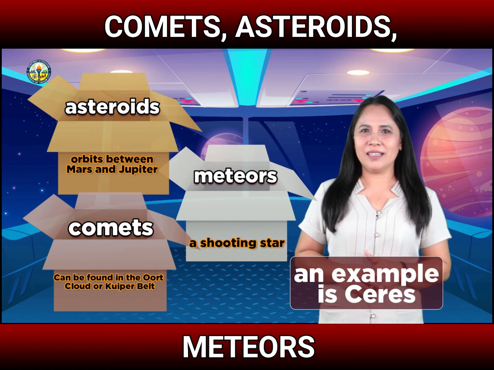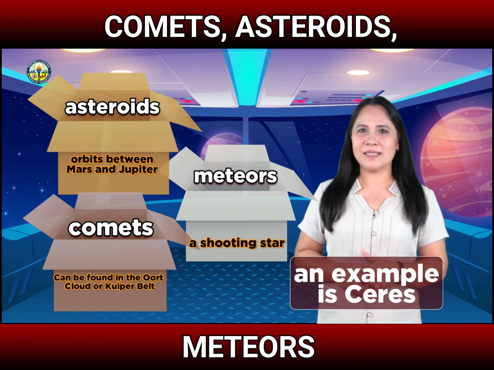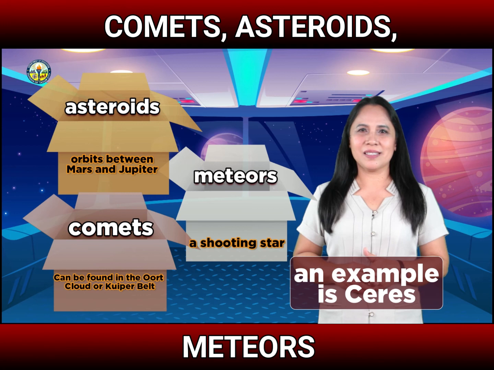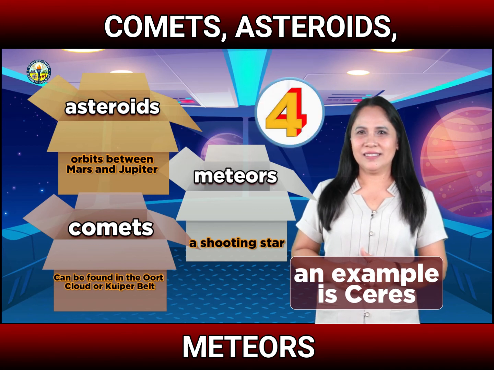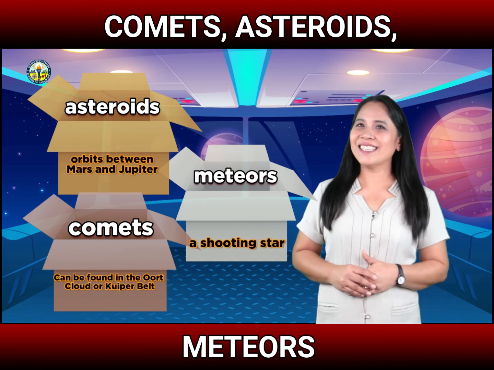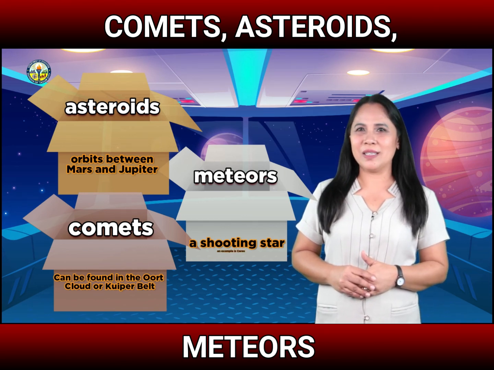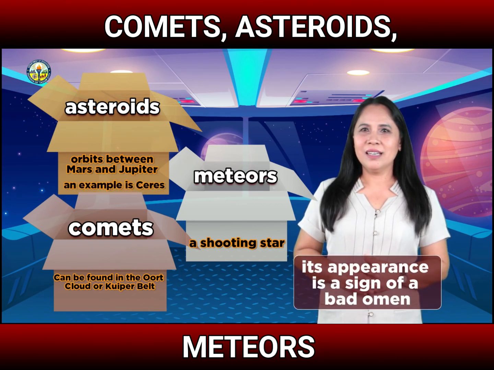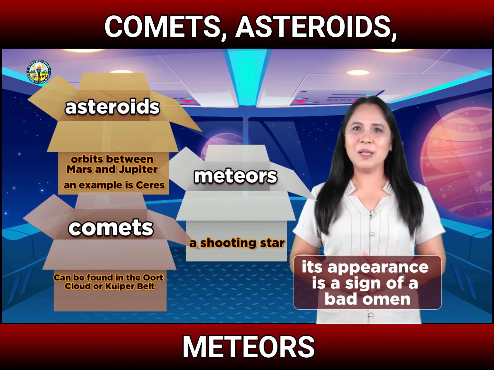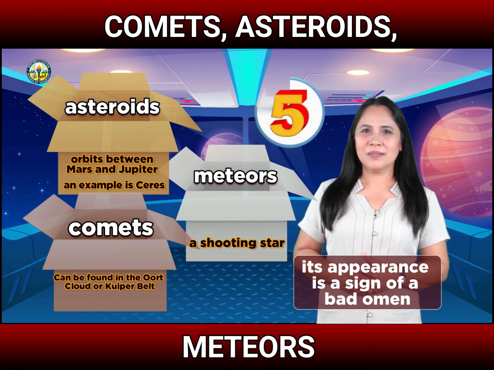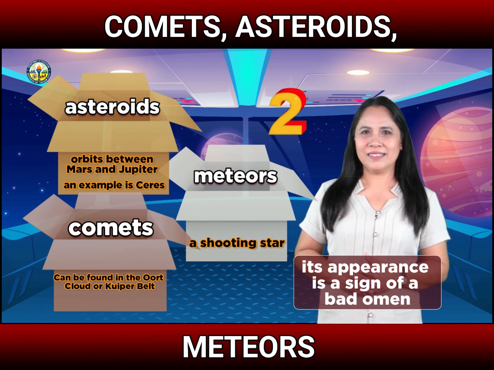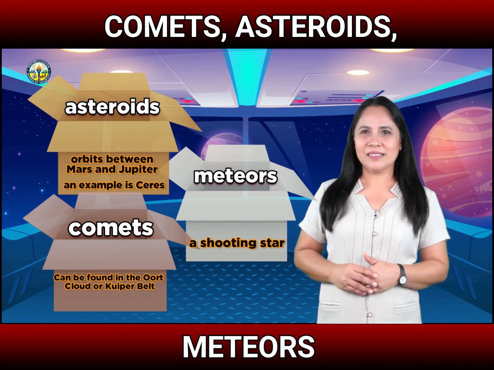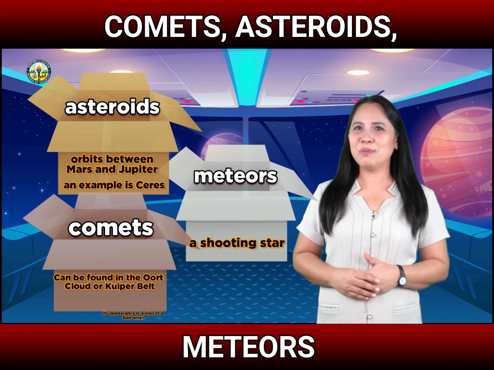Fourth characteristic. An example is Ceres. Where do you think it belongs? Excellent! It belongs to asteroids. Last characteristic. Its appearance is a sign of bad omen. Where do you think it belongs? Perfect! It belongs to comets.